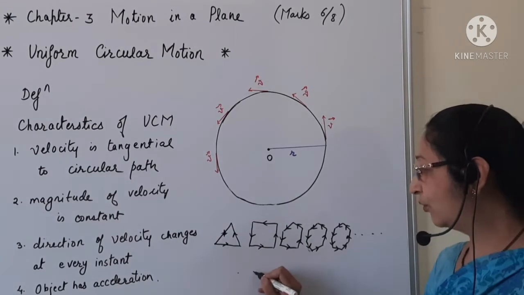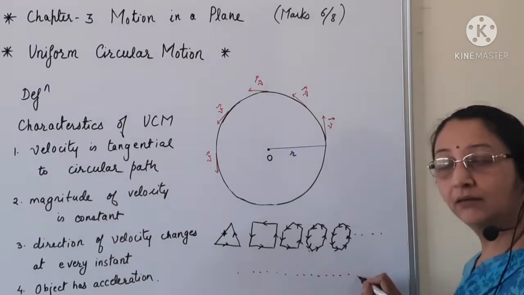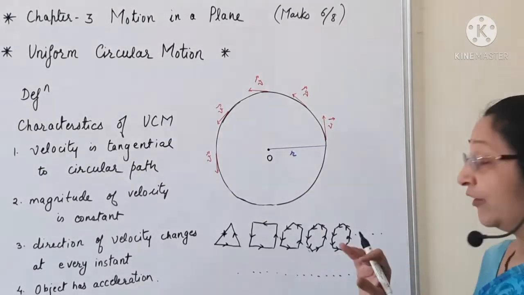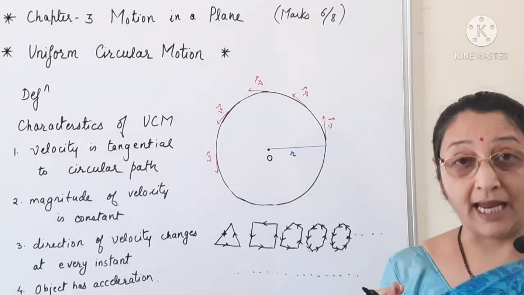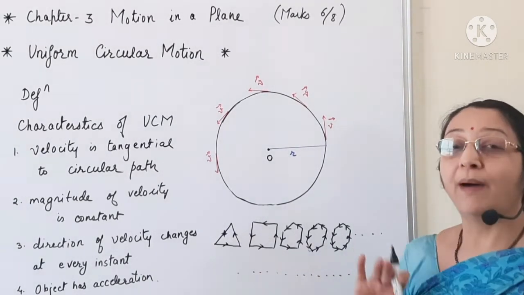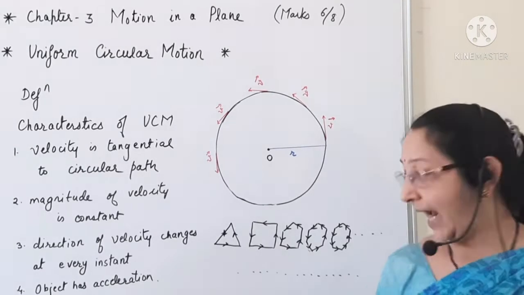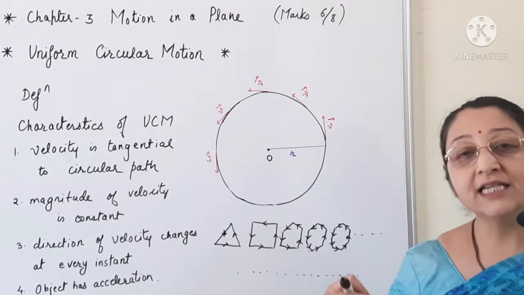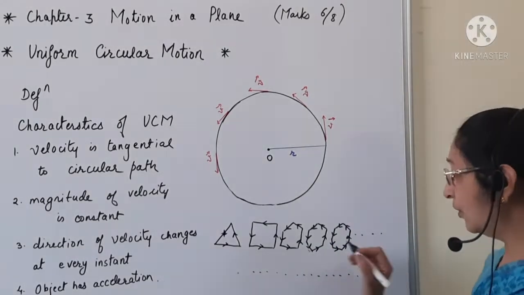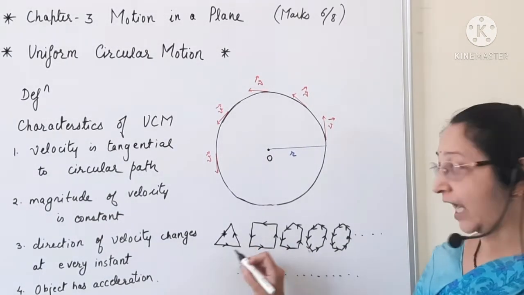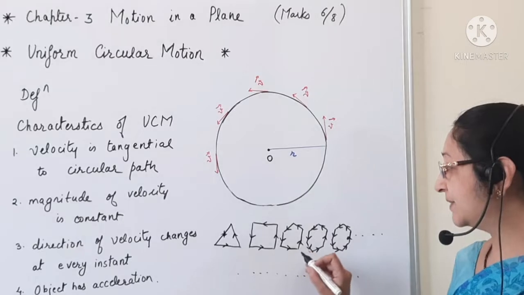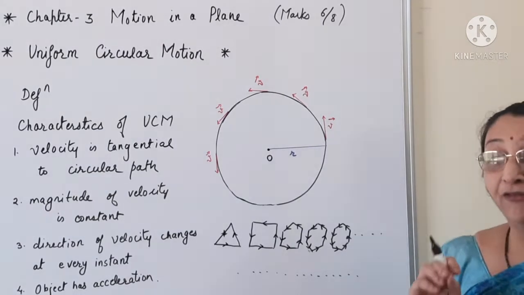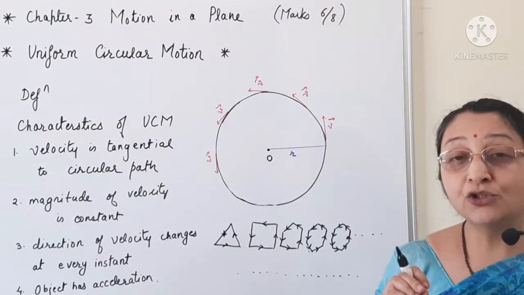Similarly, if I go on adding the number of sides, in all these cases the particle is moving in a straight line, but after some particular instant it is changing its direction. So here it has changed direction three times, here four times, five times, six times, seven times. But every time the particle is going straight.